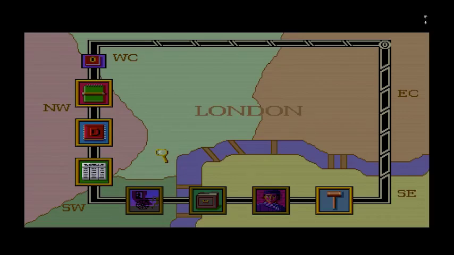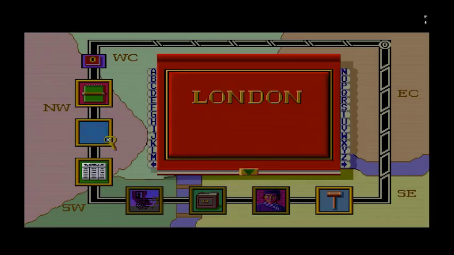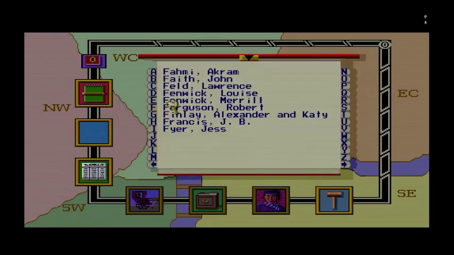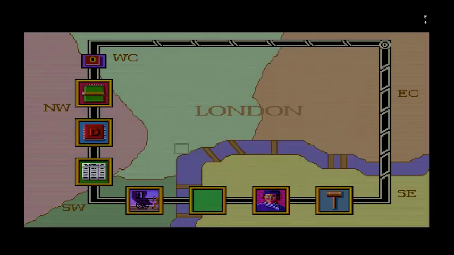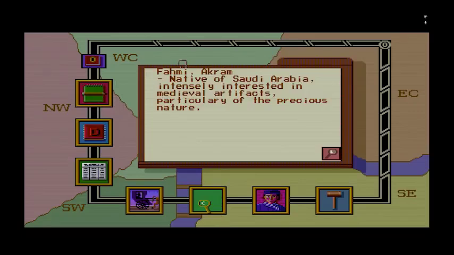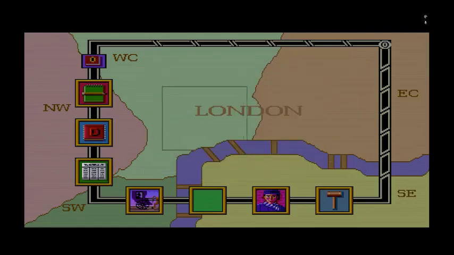Akram Fahmy. Let's see. That'll be F. This guy. Booyah. Akram Fahmy, native of Saudi Arabia, intensely interested in medieval artifacts, particularly of the precious nature.